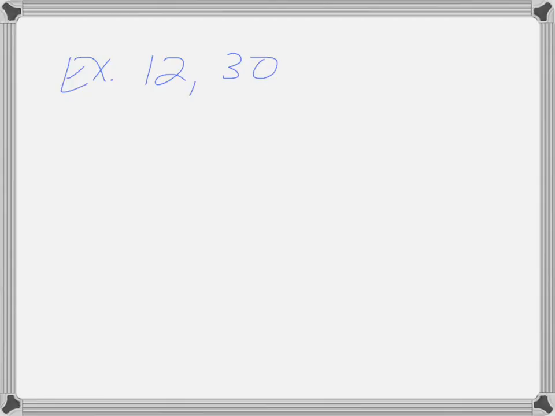Let's look at 12 and 30. So you start with the smaller number. List everything you multiply together to get 12. 1 and 12, 1 times 12. 2 times 6. 3 times 4. Out of those 6 numbers, what's the largest one that also divides into 30? That would be 6. So 6 is the greatest common factor.